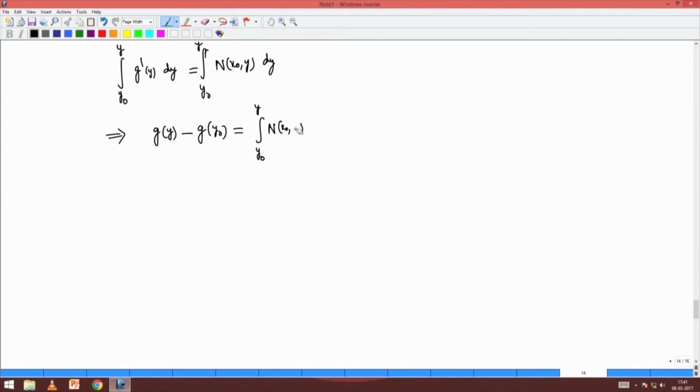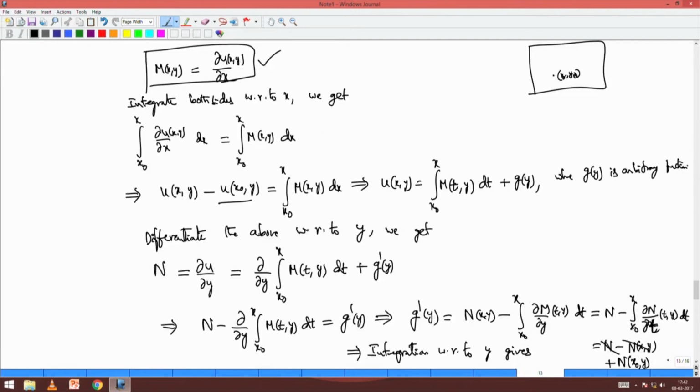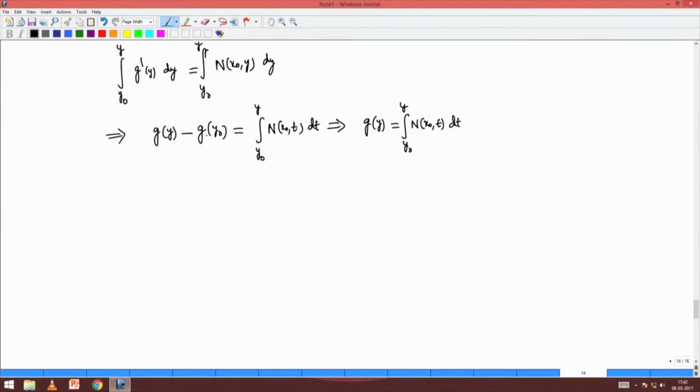So this I can replace with a dummy variable t. This will give me exactly the form of g(y). So g(y) is the integral from y naught to y of N(x naught, t) dt plus g(y naught). So I am actually solving this equation where g is unknown. Now g at y naught is an arbitrary constant, so you can write it as an arbitrary constant, or write it as it is.